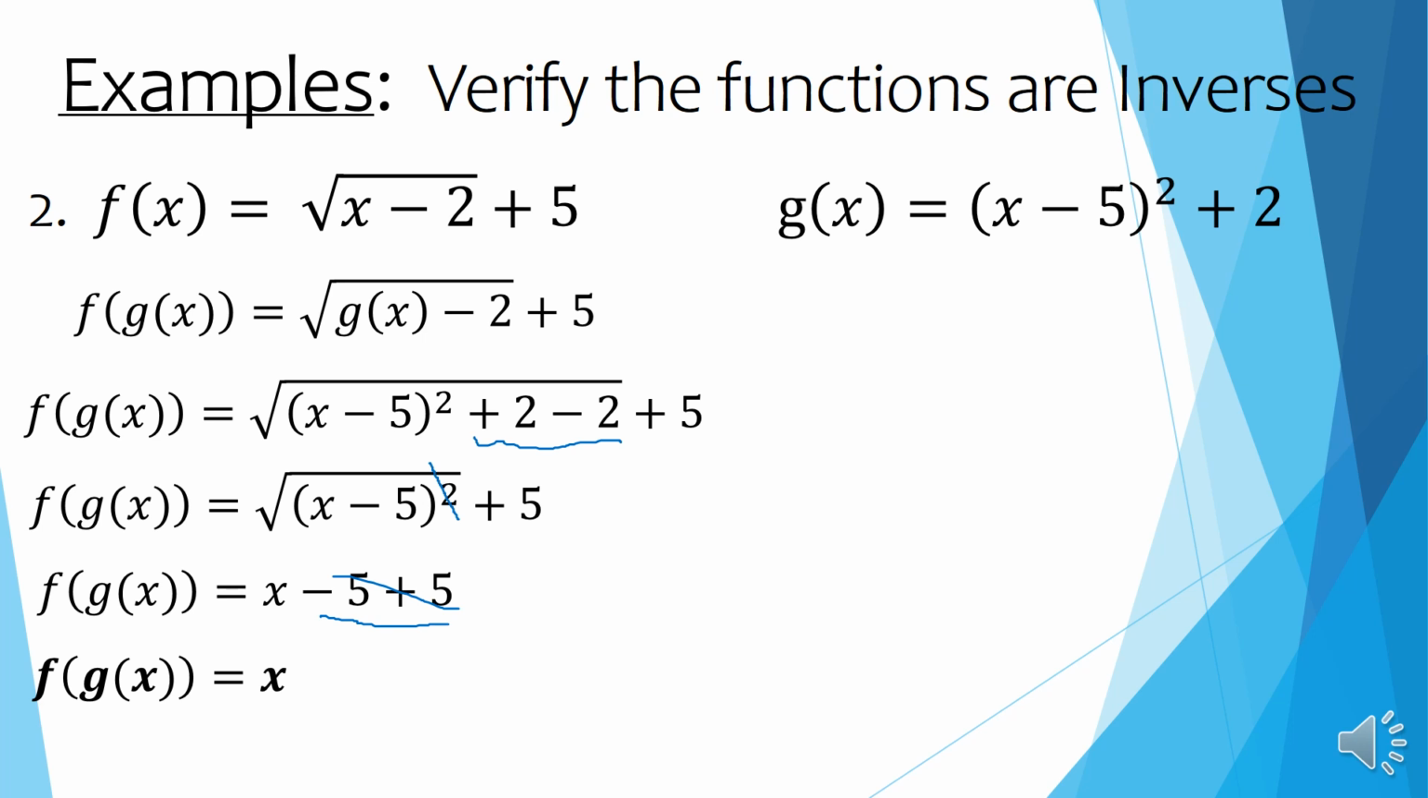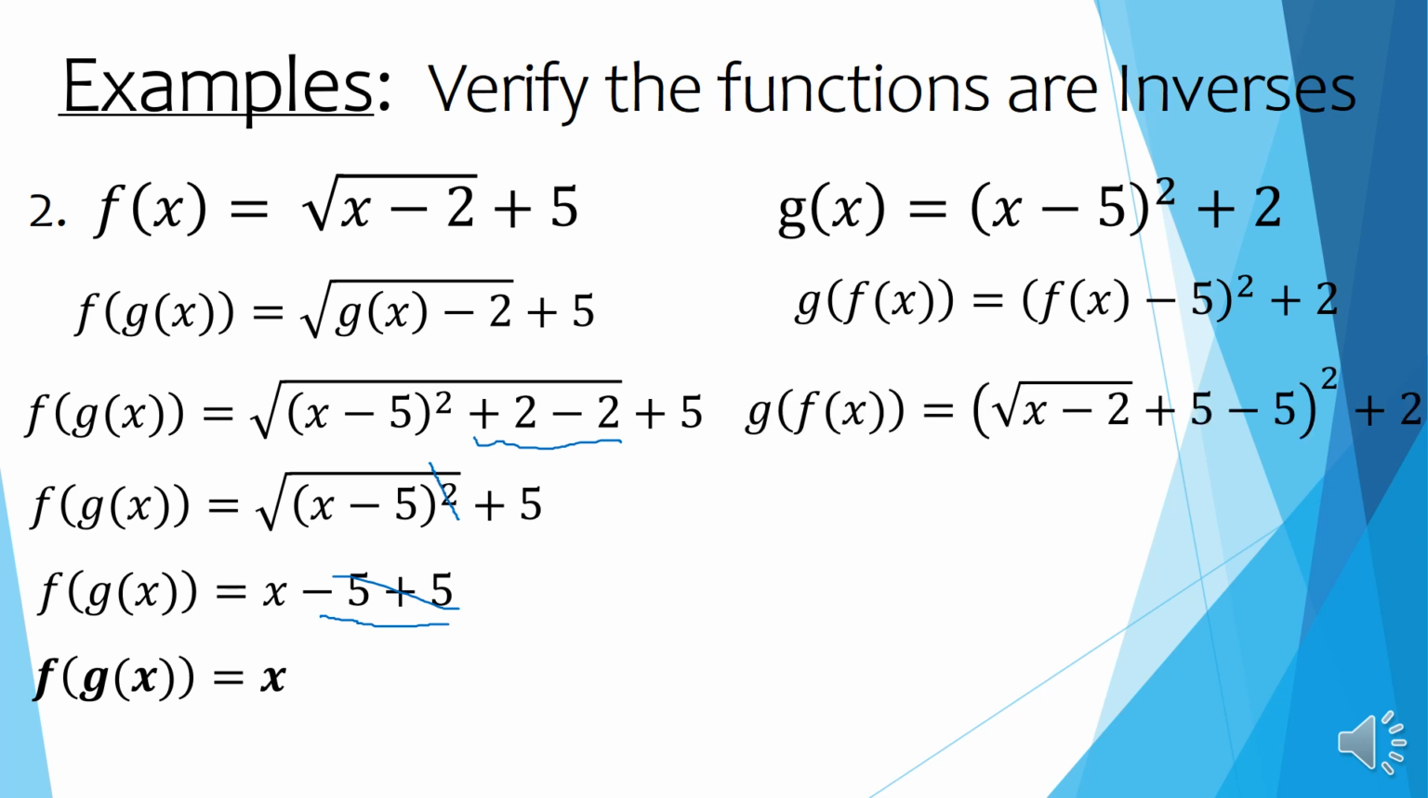g of f of x will become the quantity of f of x minus 5 squared plus 2. Okay, so wherever I see that f of x, I got to substitute that function in. So it's the quantity of, here's a whole lot of stuff, the square root of x minus 2 plus 5, all of that is just f of x, minus the 5, quantity squared, and then plus 2.